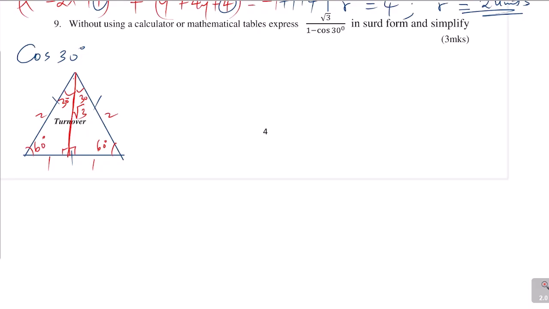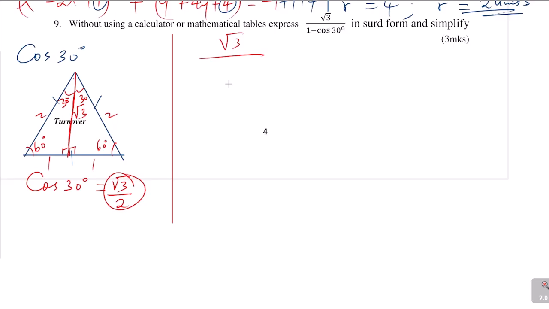So you can use either of these angles to get the cosine of 30. So cosine of 30 is equivalent to adjacent, whichever you use, root of 3, divided by the hypotenuse, 2. So you have it there. Once you have that, you can substitute it here. So you have root of 3 divided by 1 subtract cosine of 30. We got it as root of 3 divided by 2.